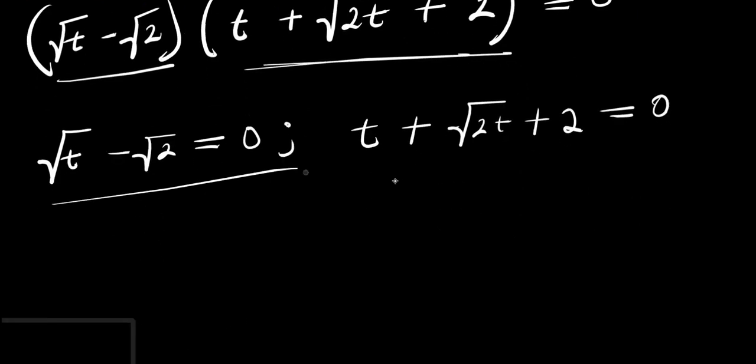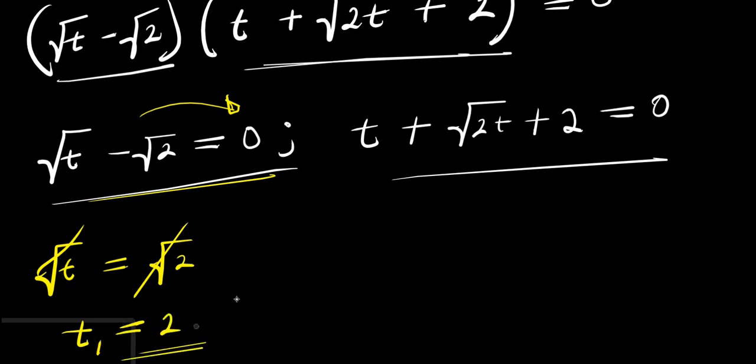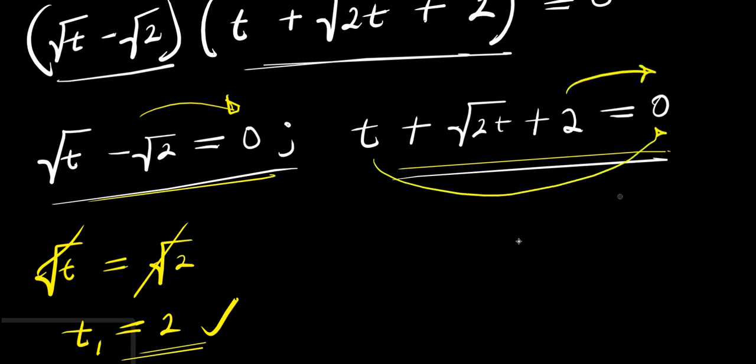Now we are going to solve these individual equations. Let's start with this one here. I can simply move this over here. Square root of t equals square root of 2. This cancels this. I have t equals 2. That's my t1. For this, I move 2 over here. I can also move t over here. So I'm going to have square root of 2t equals 2 minus t.